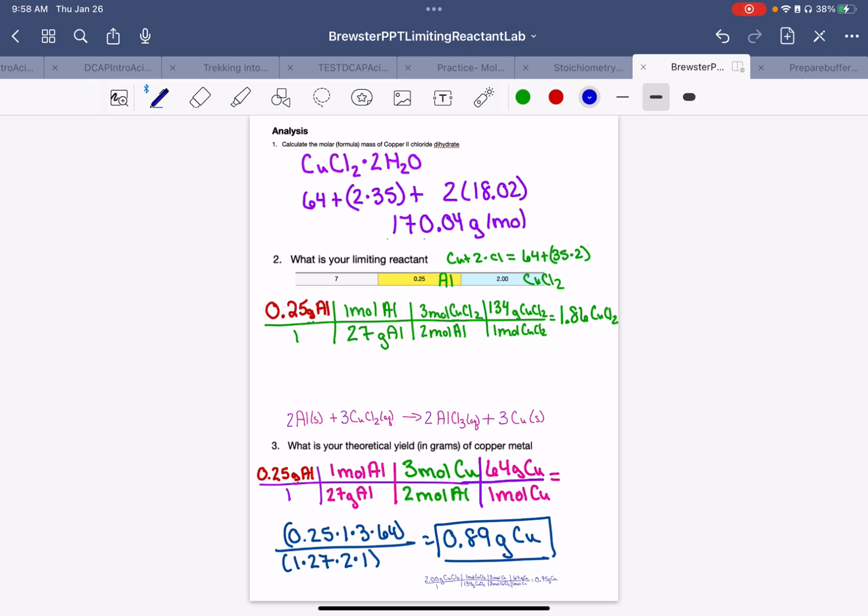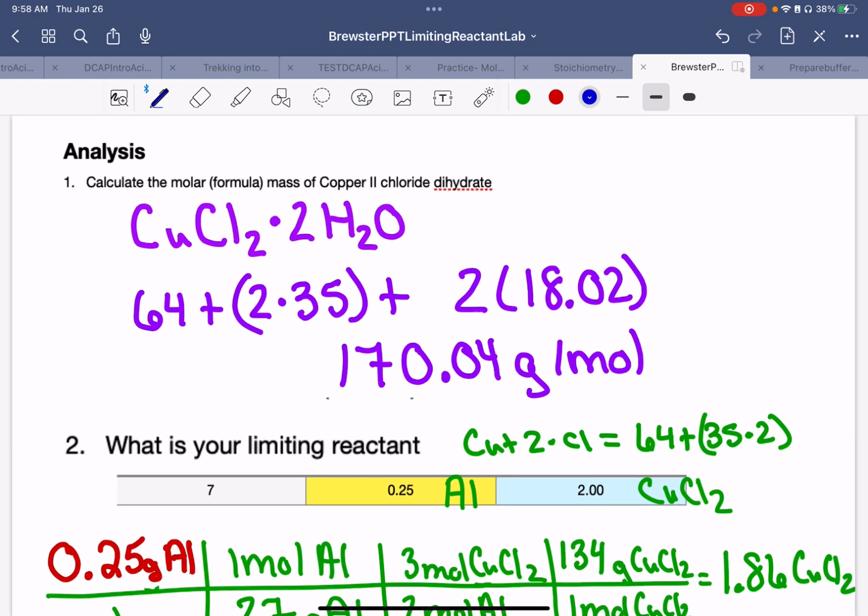Okay, so the first thing is I asked you to do the formula mass of copper 2 chloride dihydrate. We worked with a dihydrate. It's a little bit more stable than your copper 2 chloride by itself. And so the actual mass of what you were working with was 170.